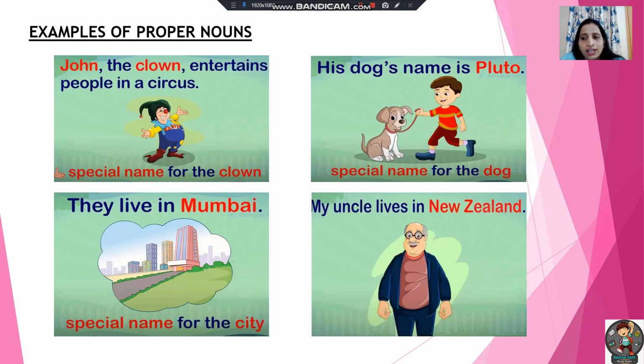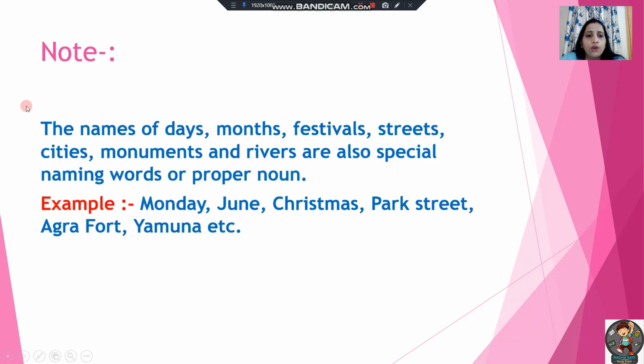So one more thing, our proper noun always begins with capital letter. Proper noun हमेशा capital letter से start होते हैं. Okay. Now one more thing to remember is that the names of days. So all the names of the days, हमारे जितने भी दिन होते हैं, like Sunday, Monday, Tuesday, Wednesday, Thursday, Friday and Saturday, that will be our proper noun and that will always begin with capital letter.